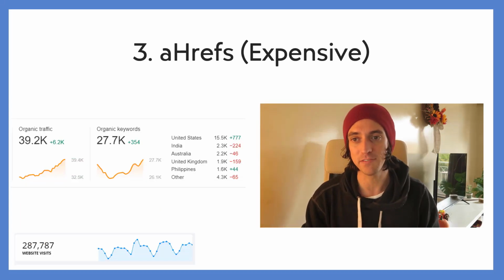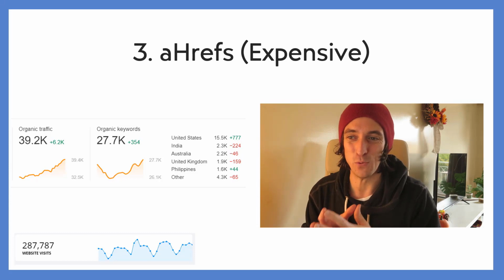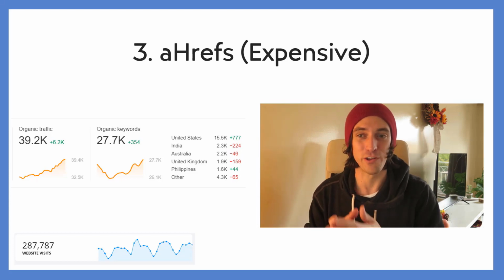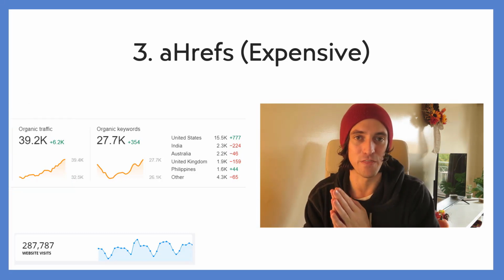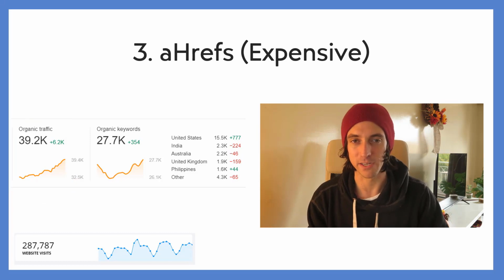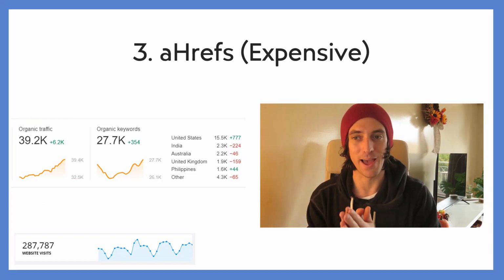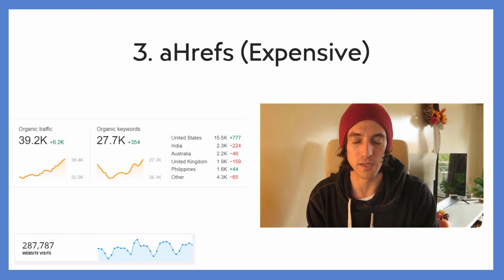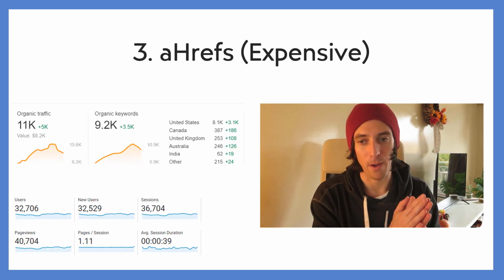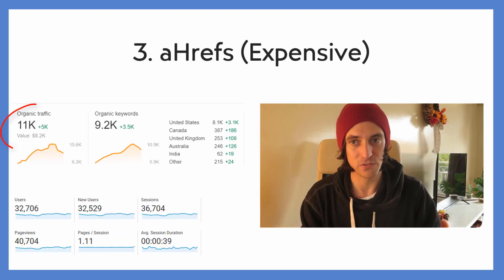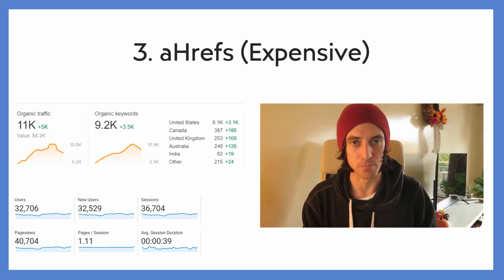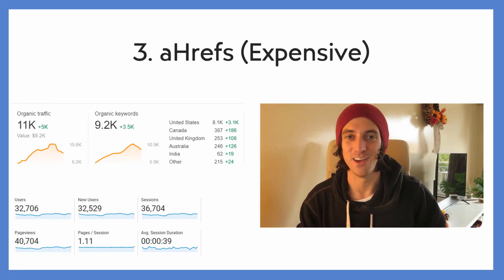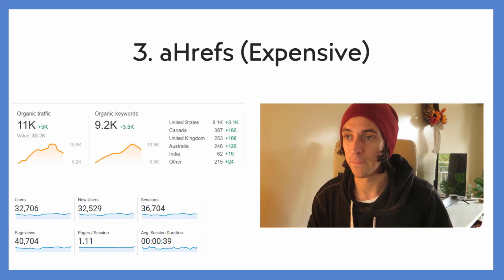The third one is aHrefs. On aHrefs, it says that I'm getting 39,000 visitors a month in that organic traffic metric, and instead I'm getting 287,000. Now 99% of my traffic is organic traffic, so aHrefs should be a little bit closer here, and they are way off the mark. If we look at my second site, it's getting 40,000 page views a month. aHrefs thinks it's getting 11,000 organic traffic. In reality, it's probably getting somewhere closer to 40,000 organic traffic because that's my main traffic source.